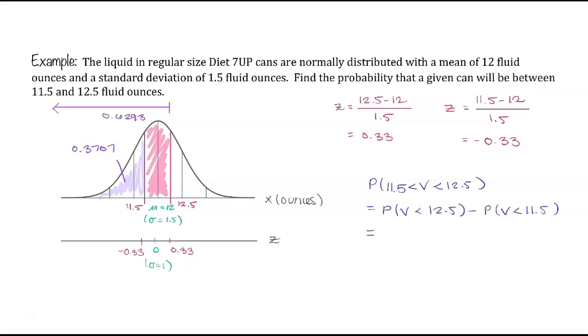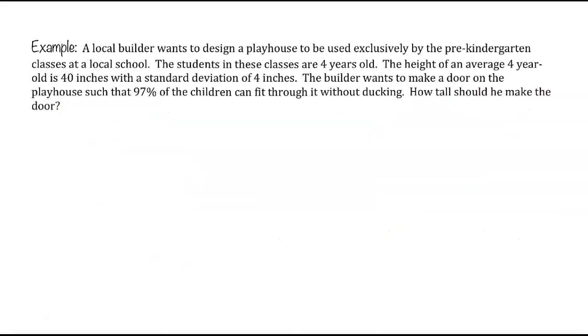We found that the probability of the volume being less than 12.5 is 0.6293, and the probability of the volume being less than 11.5 is 0.3707. The probability that we want, or the area under the curve between these two data values, is 0.2586. So, the probability of the volume of a randomly selected can being between 11.5 and 12.5 fluid ounces is about 25.86%, 0.2586.